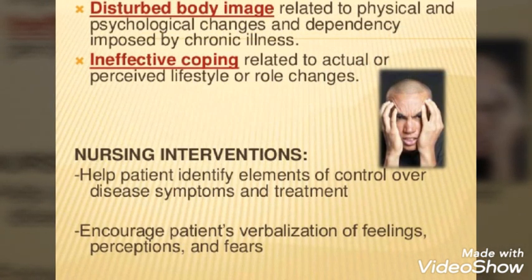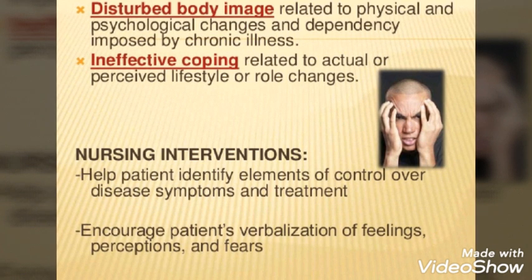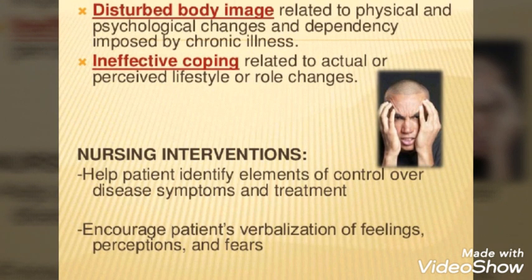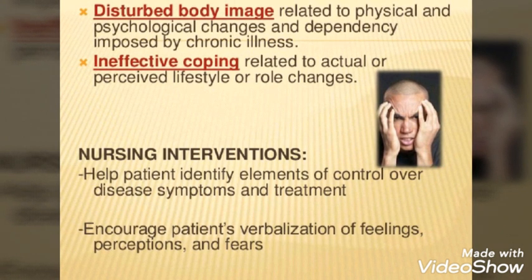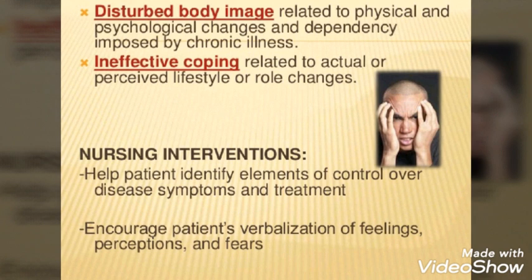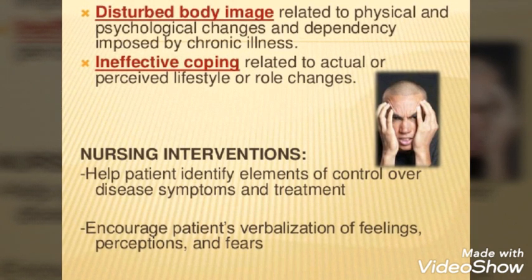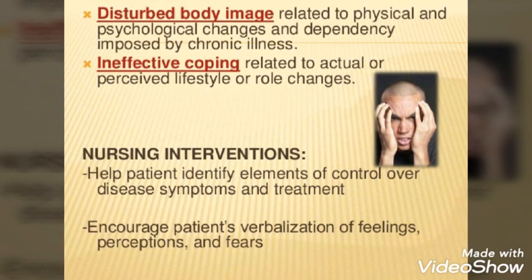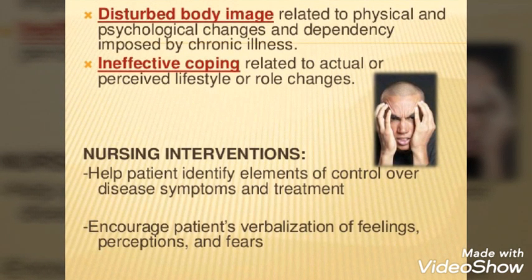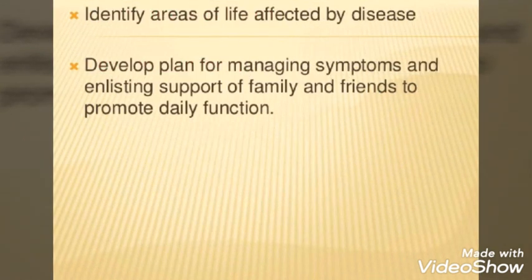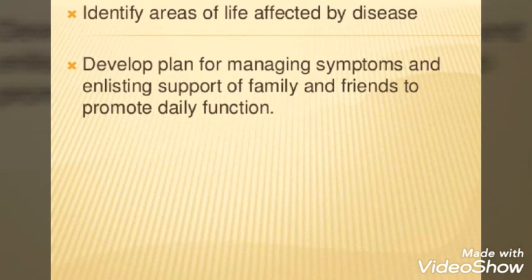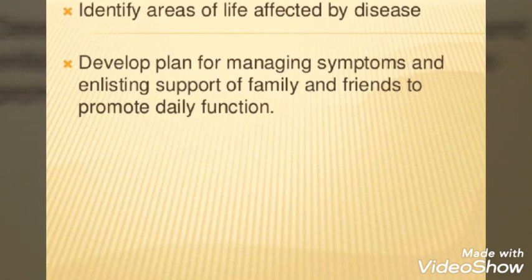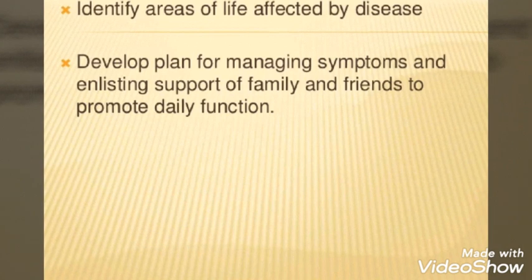The next nursing diagnosis is disturbed body image related to physical and psychological changes and dependency imposed by chronic illness. Then next is ineffective coping related to actual or perceived lifestyle or role changes. For these nursing interventions are help patient identify elements of control over disease symptoms and treatment, encourage patient verbalization of feeling, perception, and fears. Then identify areas of life affected by the disease, develop plan of managing symptoms, and enlisting support of family and friends to promote daily functions. So this was the topic for today's class.